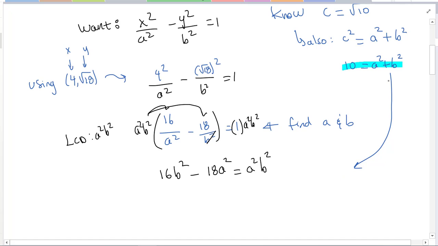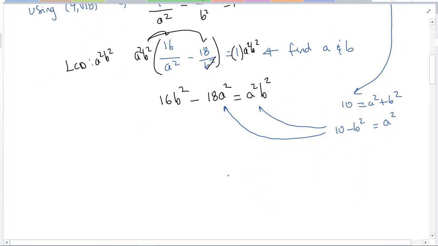So solve for one of them, either a squared or b squared. I'm going to solve for a squared. So I know that 10 is equal to a squared plus b squared, which means a squared is 10 minus b squared. And plug that in for wherever I see an a squared. And then we're going to solve for b.